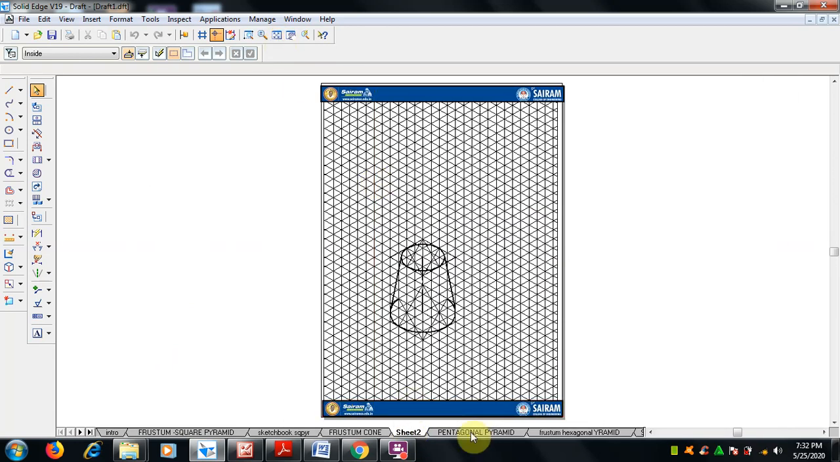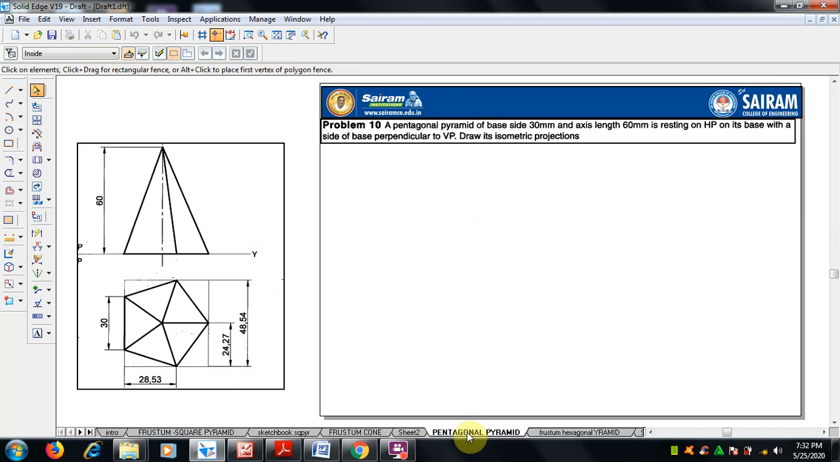Fine. And now shall we discuss the pentagonal pyramid? Okay, right, now for this we need the top view and the front view. Mainly the top of the pyramid is required, because, as I said, we have to make the square here. So here the problem is, a pentagonal pyramid of base side 30 mm and axis length 60 mm is resting on HP on its base with a side of base perpendicular to VP. Okay, so that side we are keeping perpendicular to VP. Draw the isometric projection.